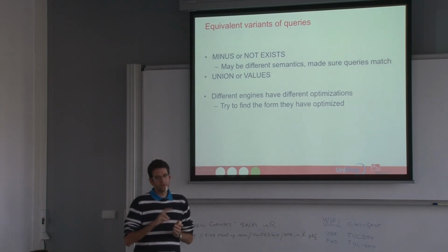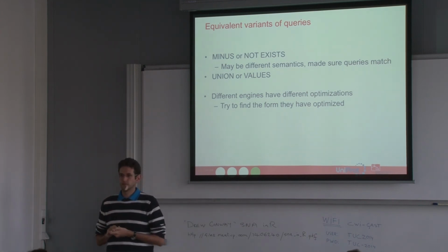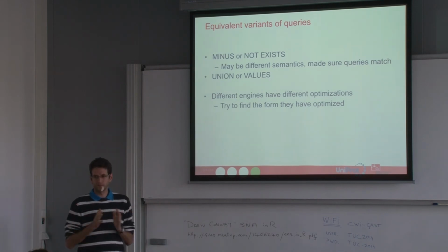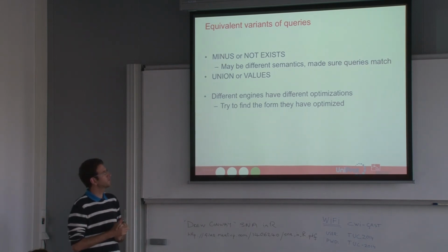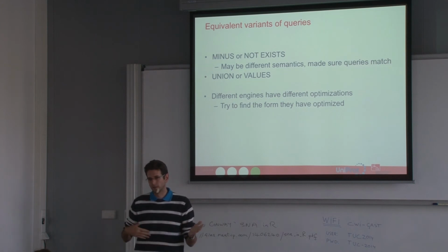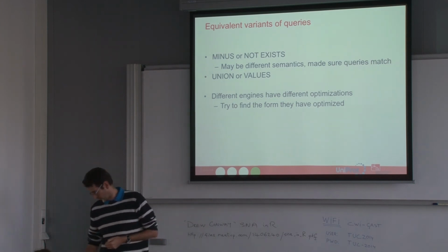Yes. This is not so much the case with UNION and VALUES. These are really equivalent semantically. VALUES gives more options, but in the format we use them, they're definitely semantically equivalent. And again, like I said, these kinds of databases have really large differences in what is optimized and what is not.